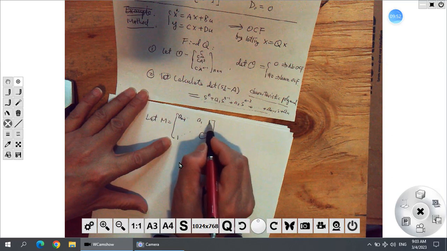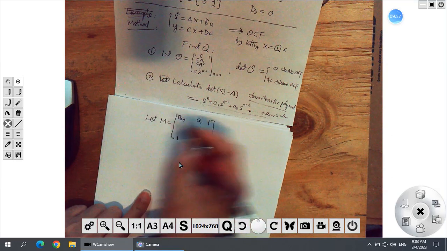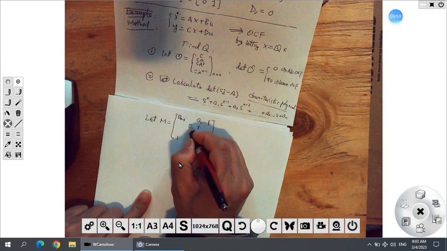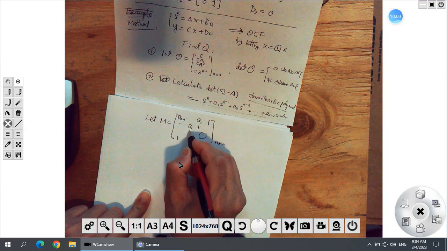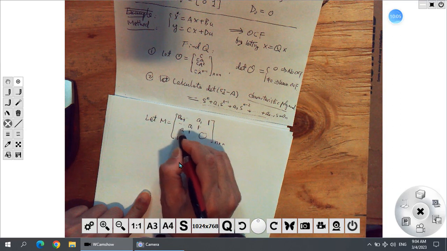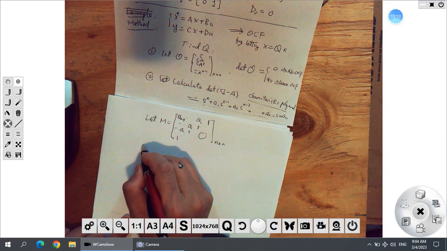For the second row, we shift the first row by 1 to the left side. So 1 is here, a1 is here, like this. The next will be 1 and a1 here, and so on. Alright, let M equal to this one.